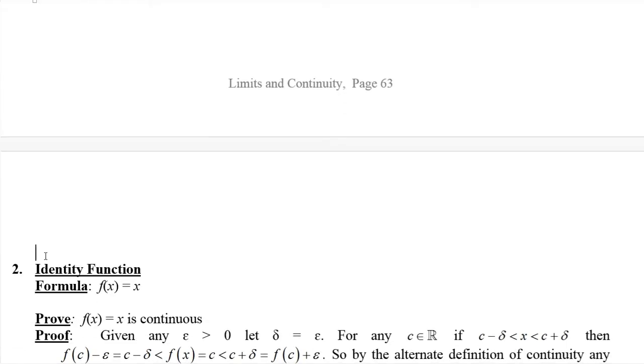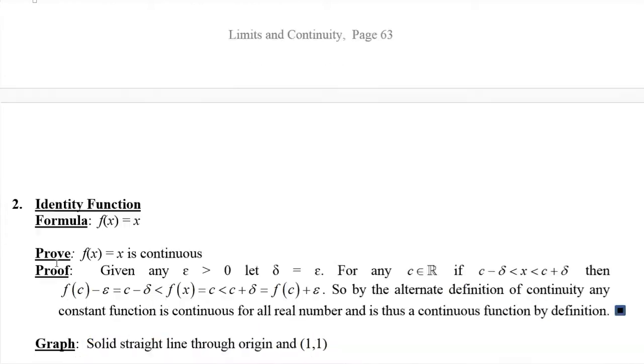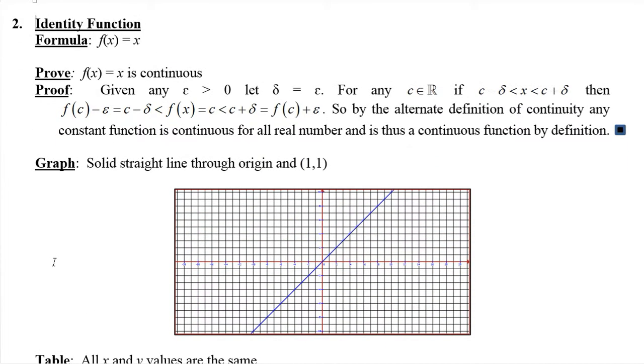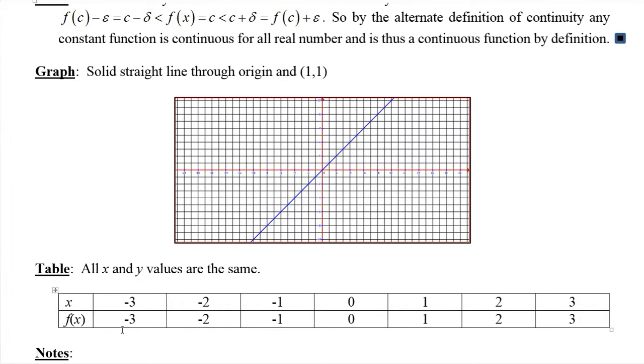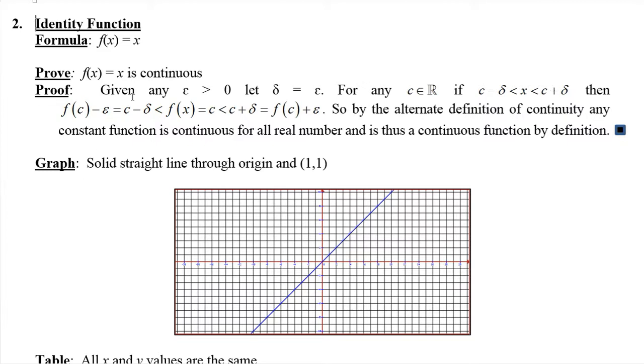Okay, well, so the next one I want to look at is the identity function f of x equals x. And so that's a very specific straight line when you look at the graph. It's a solid line going through 0, 0, 1, 1, 2, 2, and so forth. So all the x and y values are the same. So if you look at a table here, if you think about a function as transforming an input into an output, this is the function that doesn't do anything. It just leaves the input alone, and it is the same as the output. So let's prove that it's continuous.